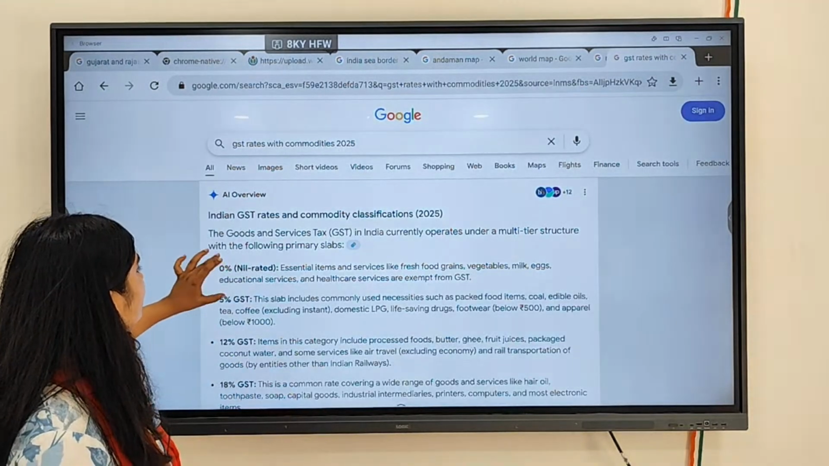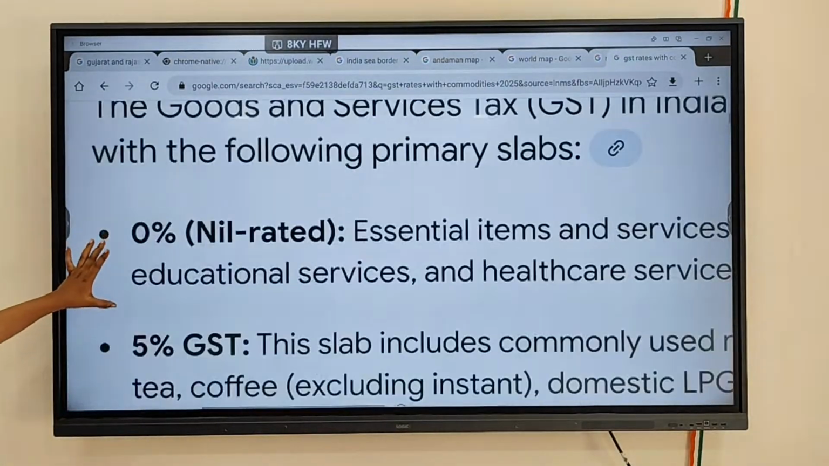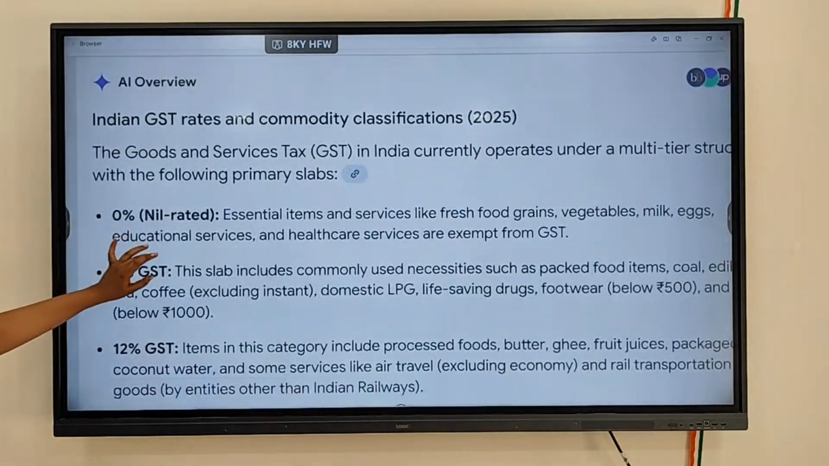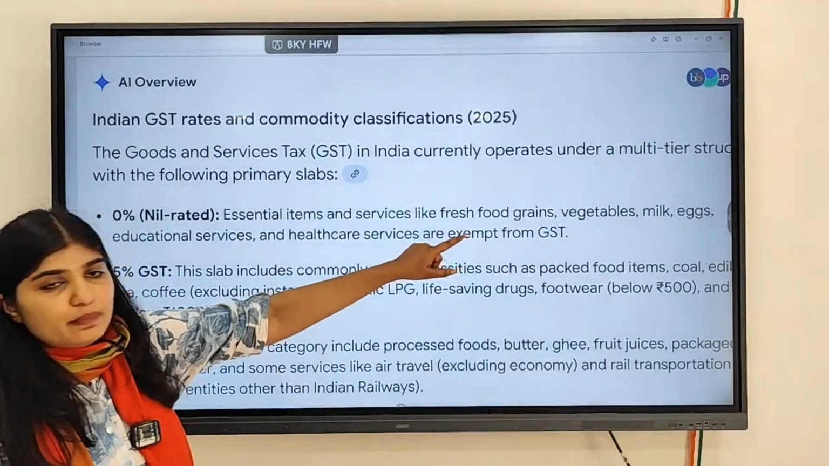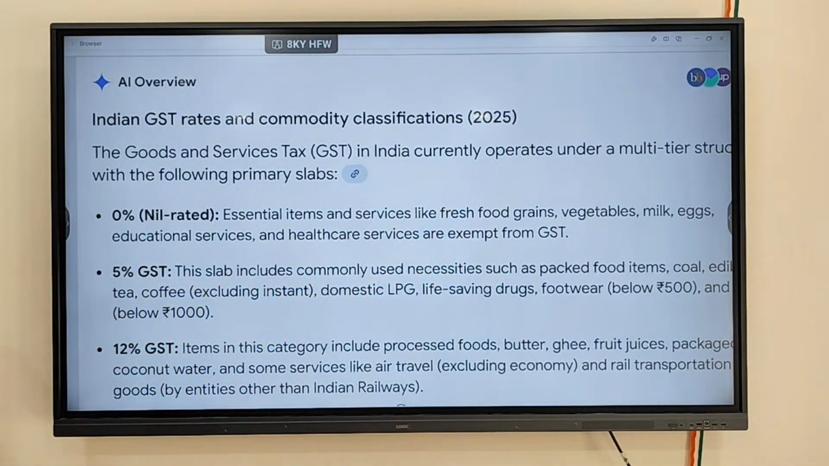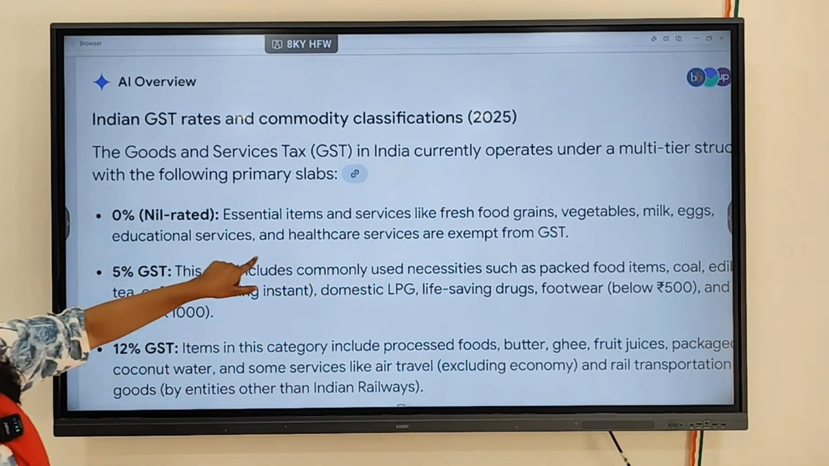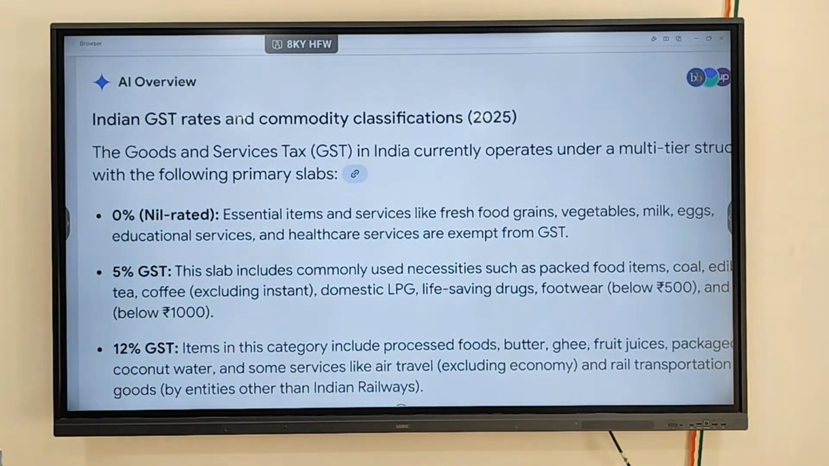Yes, see here, they have given 0% for food grains, vegetables, milk, egg, and educational services. But for the academy, for you people, there is 18% GST, I think. If you take the course, it is 18% GST. Okay, it depends on the company.